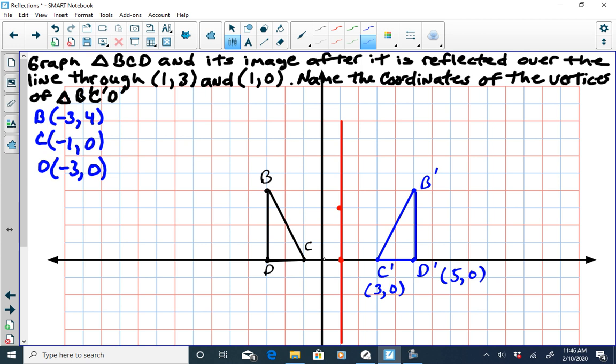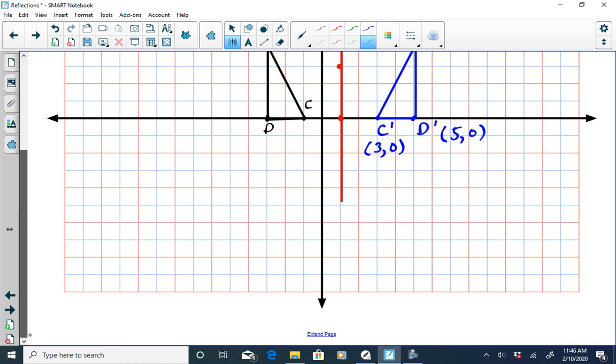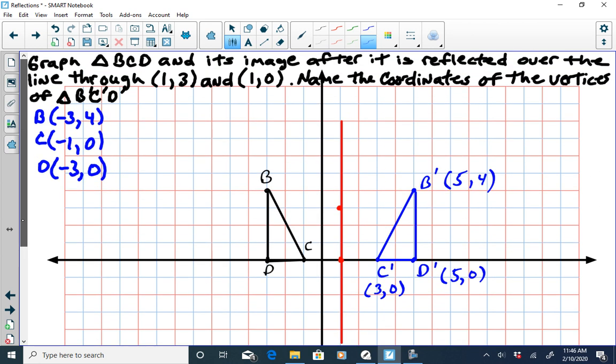And where's point B prime? It's at 1, 2, 3, 4, 5. 1, 2, 3, 4. So B prime is located at 5, 4. All right, so far, so good. Let's try a couple more.